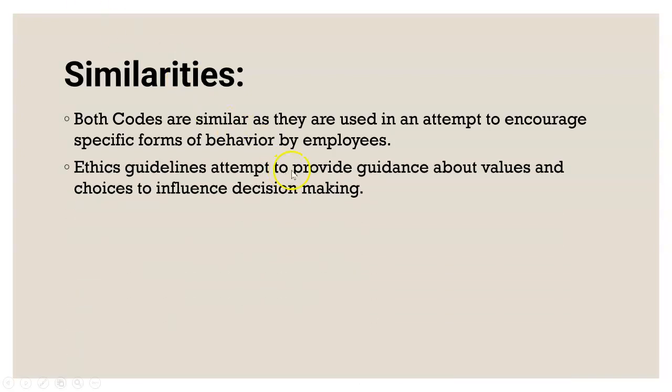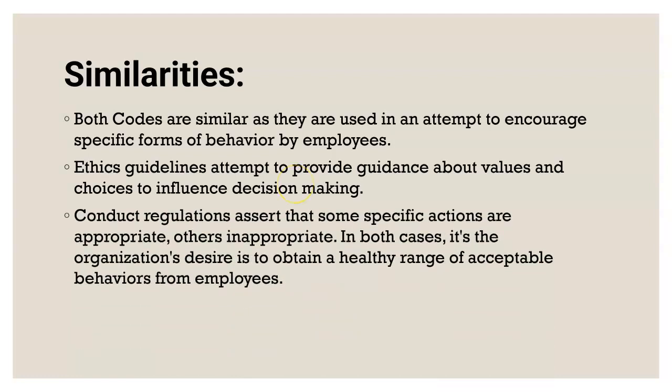Moving on, ethical guidelines attempt to provide guidance about values and the choices that influence decision making. So basically all the guidelines, either in the form of a code of ethics or a code of conduct, give you guidance and ideas about what choices to make and how to make decisions, and they do influence your decision making, right? Even if we talk about the code of conduct, whenever we are doing something, we often decide based on whether this is permitted in the organization or not, right? Conduct regulations assert that more specific actions are appropriate, others inappropriate. In both cases, the organization's desire is to obtain a healthy range of acceptable behavior.